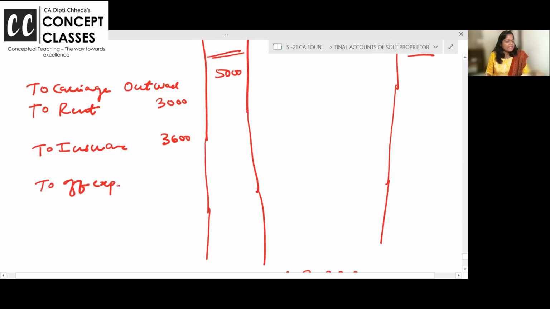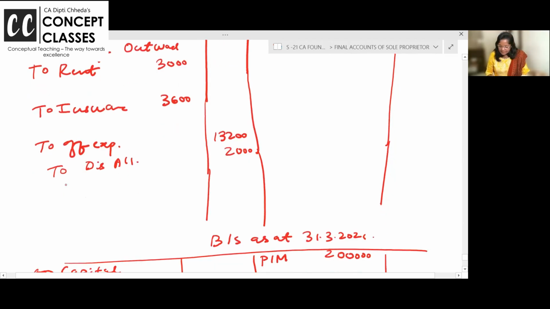Office expenses, 13,200. Discount allowed, 2,000. Bad debts, 5,000. Interest.